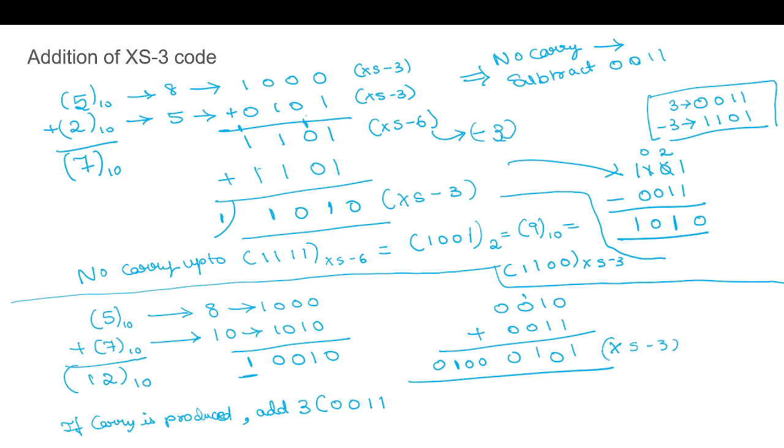3. So the decimal equivalent will be, this is 1. 5 minus 3, it is 2. This is the decimal value. So in this way we perform the excess 3 addition. So if we take one more example for excess 3 addition, say 25 plus 57.